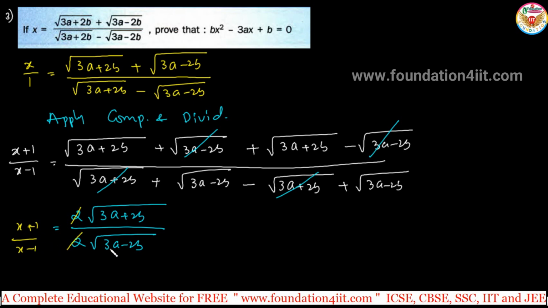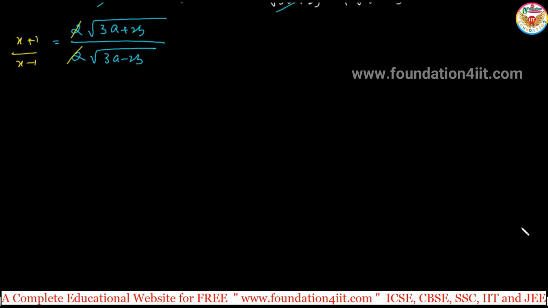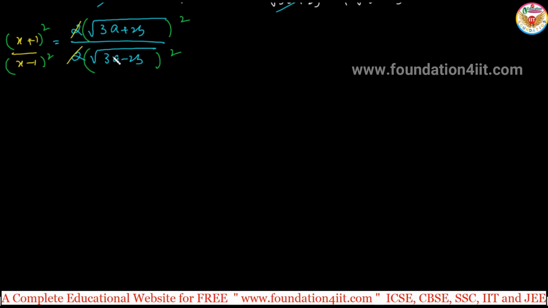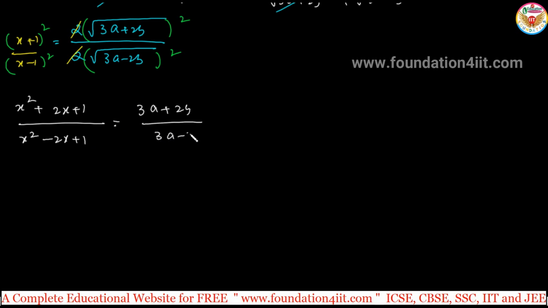Now you can do squaring on both sides. Just you can go for squaring on both the sides. So this side whole square and this side whole square. Square and square root cancel, and the formula is x plus 1 whole square. So x square plus 2x plus 1 by x square minus 2x plus 1. And here is 3a plus 2b by 3a minus 2b because square and square root cancel.